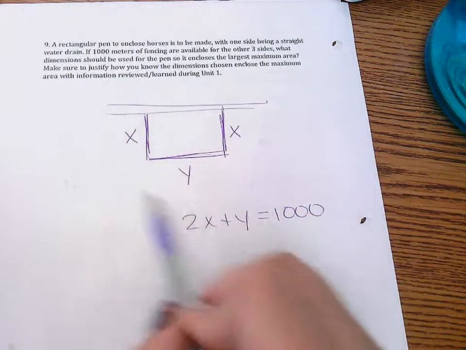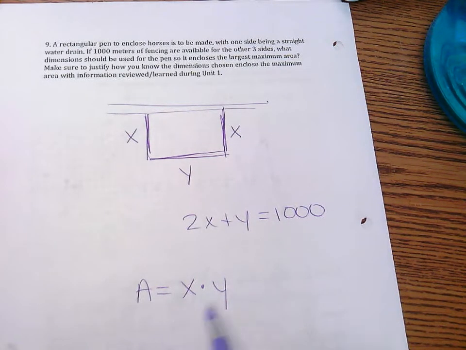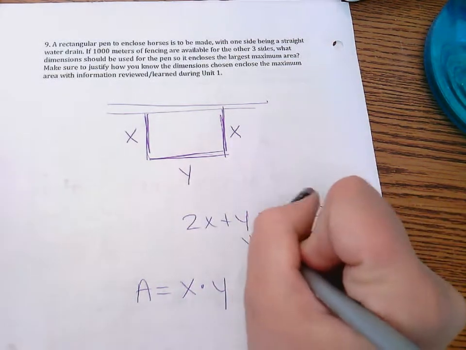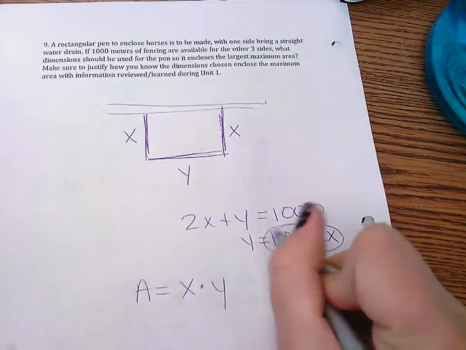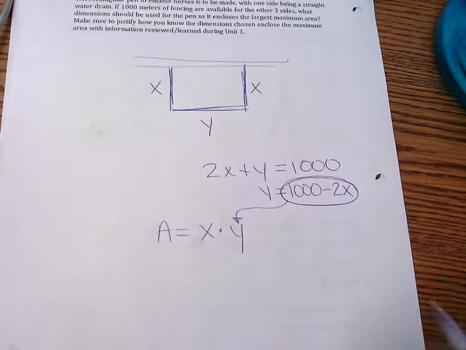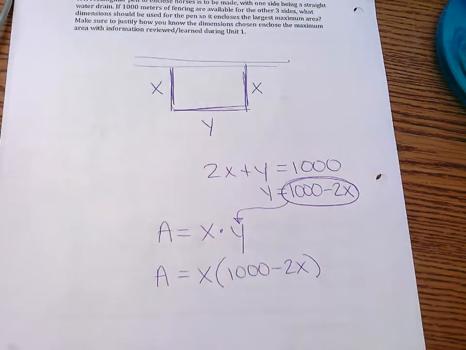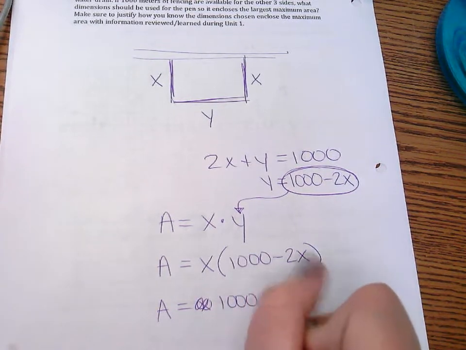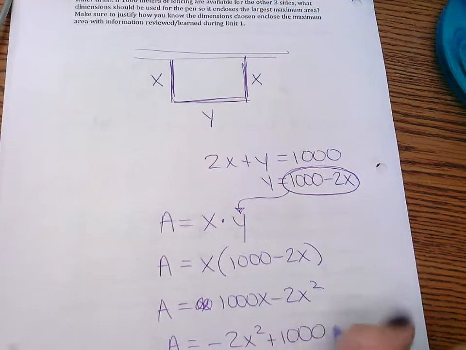So area is x times y. So I can't solve this area equation unless I have it in terms of either x or y. So up here in the perimeter equation, what we can do is actually solve that y equals 1,000 minus 2x. So we can take that 1,000 minus 2x and plug it in for y in this bottom equation. So area equals x times 1,000 minus 2x. So I should have written it as 1000x minus 2x squared, or better yet, negative 2x squared plus 1000x.